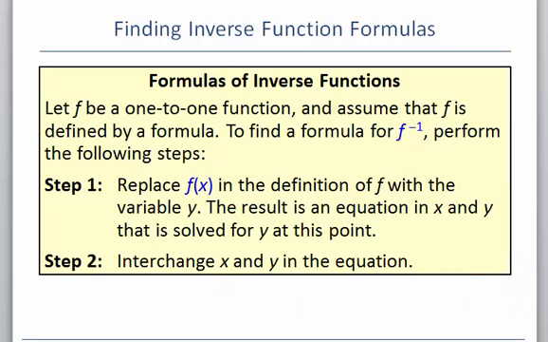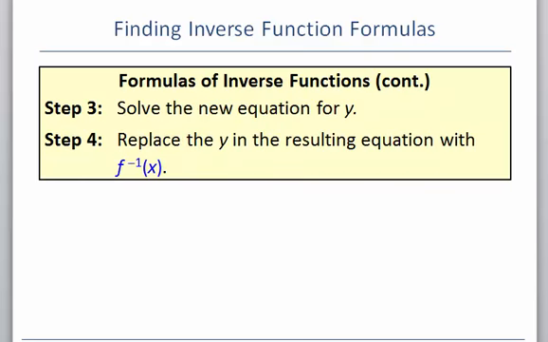Okay, so the last thing that we're going to work on here is we want to actually be able to find the inverse function for a given function, and this is a series of steps. So our first step in finding the inverse is to replace f of x in the definition of f with the y. Step 2 is to interchange the x and the y in the equation. Step 3 is to solve the new equation for y. And finally, put it back in function notation form by writing it f inverse of x.